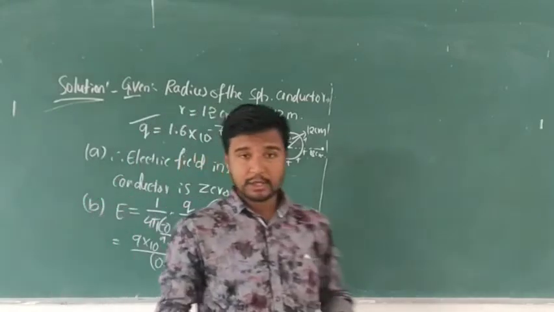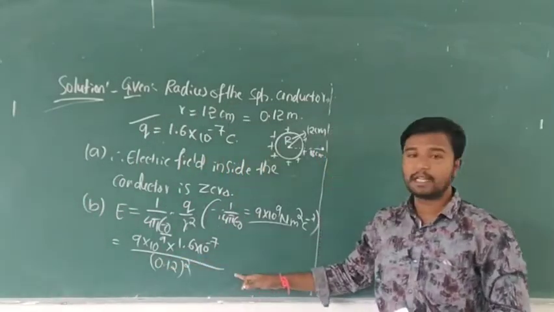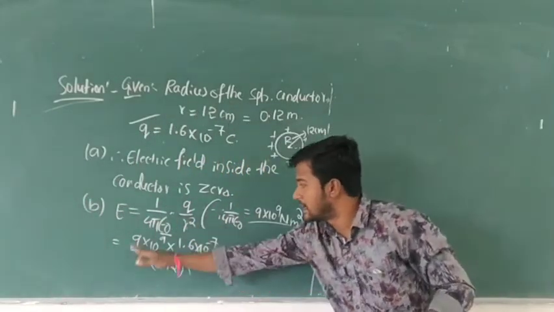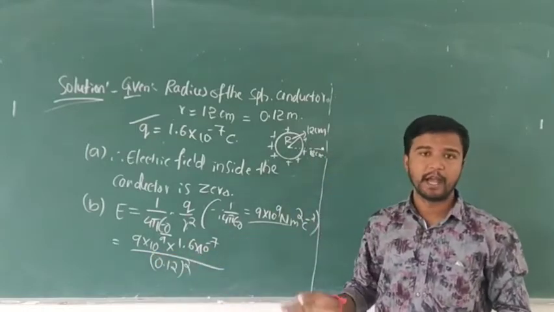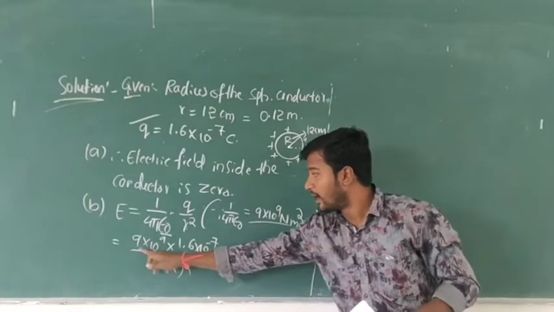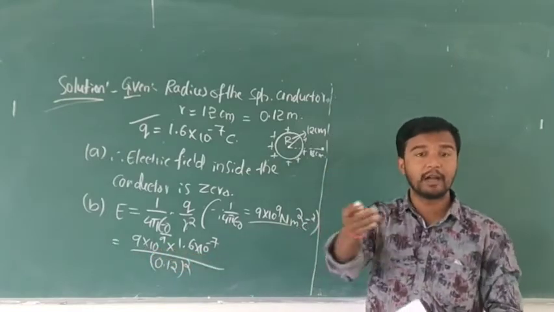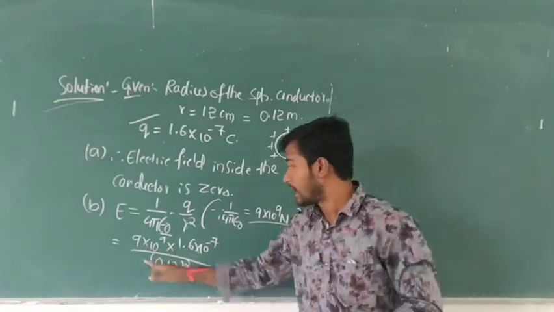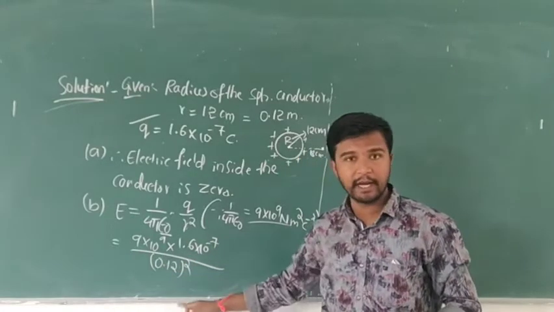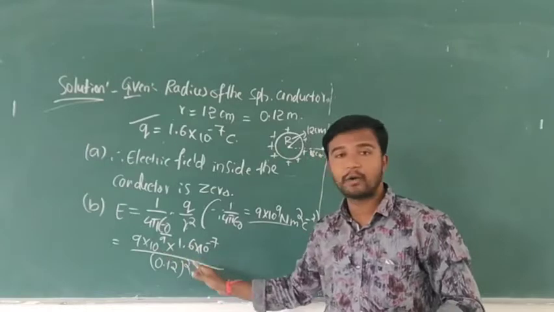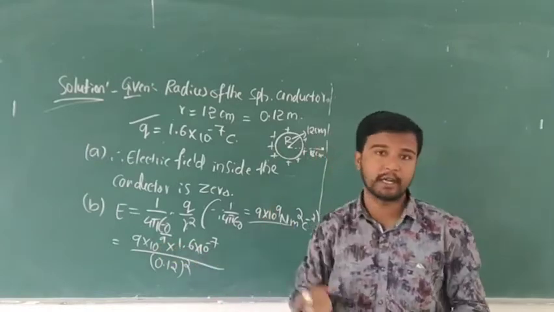Now we have to calculate this. This is all mathematics: multiplication, division and square. Take the calculator: 9 into 1.6. After that, we divide by this one, and we also have to calculate the power of 10.